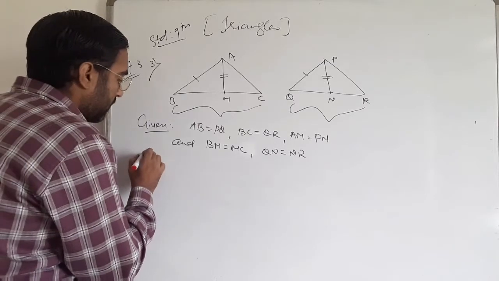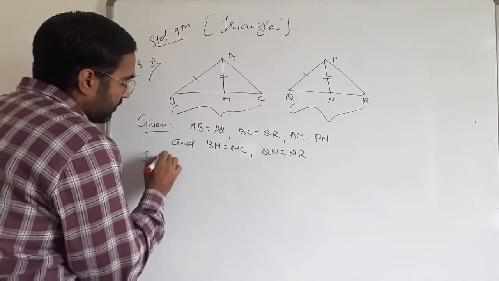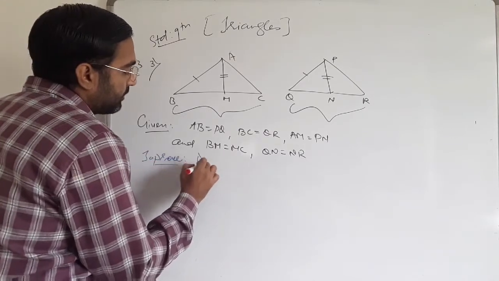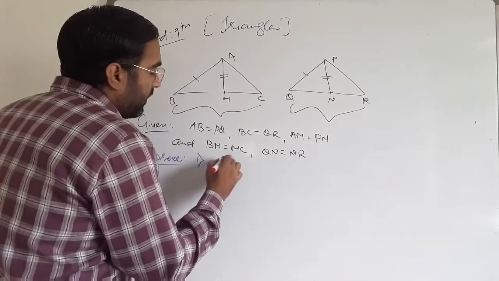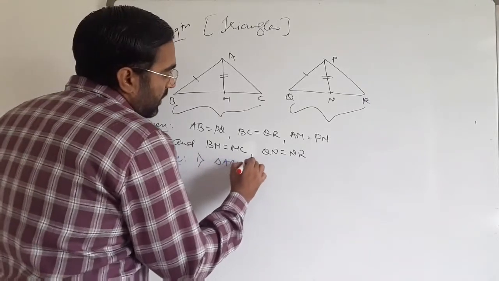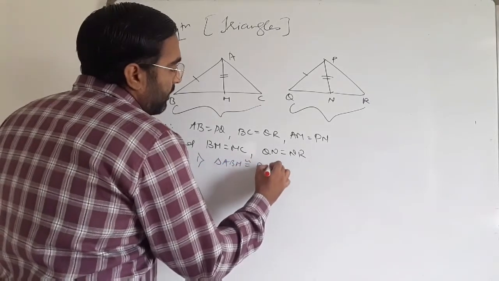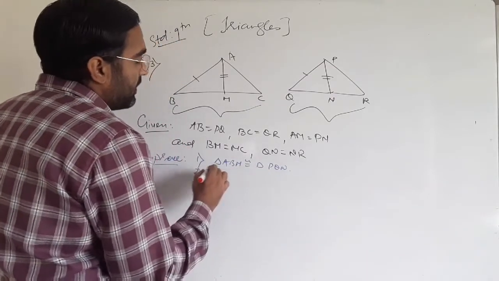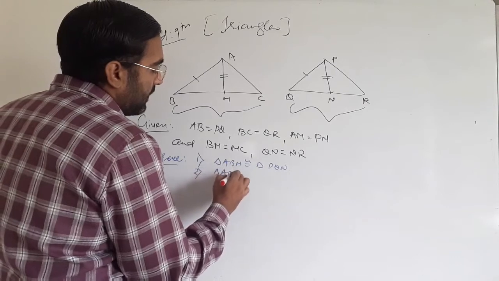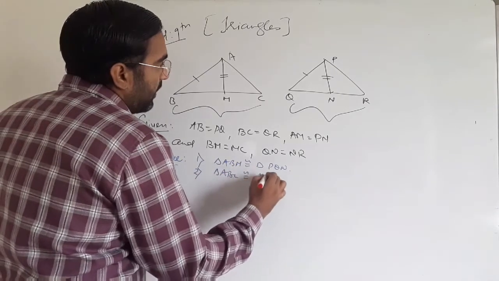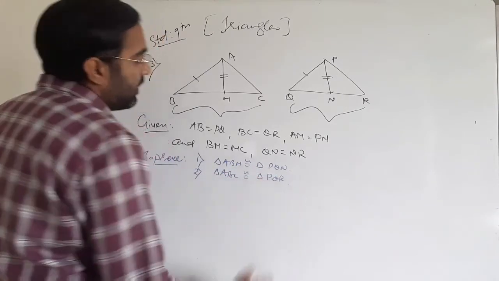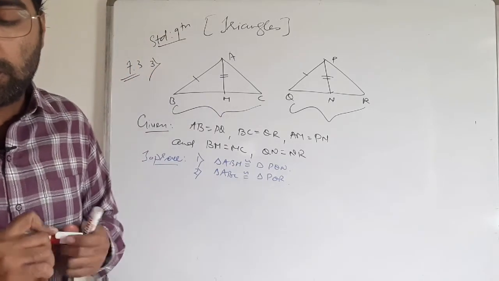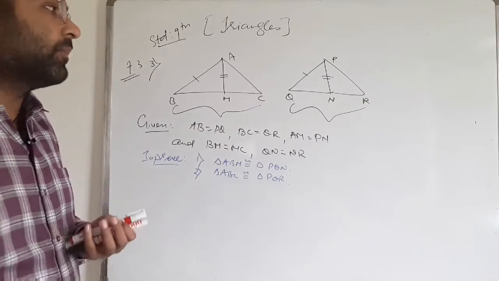So to prove, we need to prove, first thing, triangle ABM is congruent to triangle PQN. Okay, and second thing we need to prove is that triangle ABC is congruent to triangle PQR. Okay, we need to prove that both of the triangles are congruent.